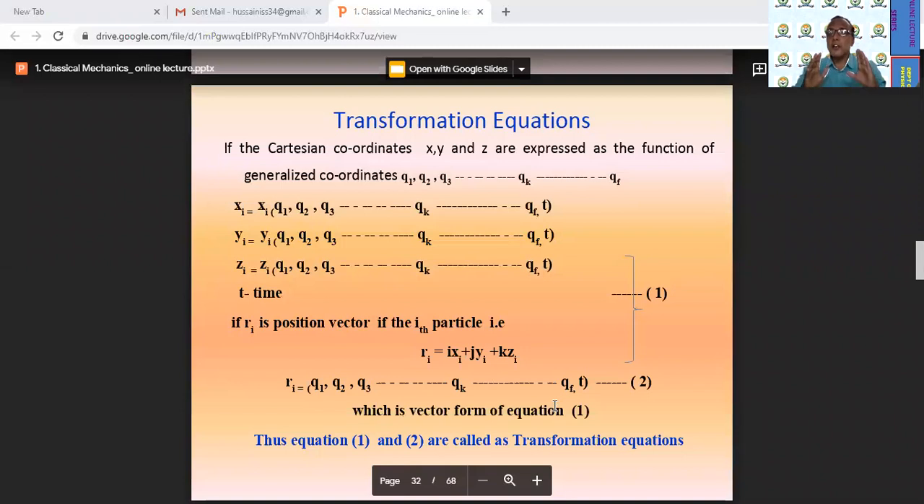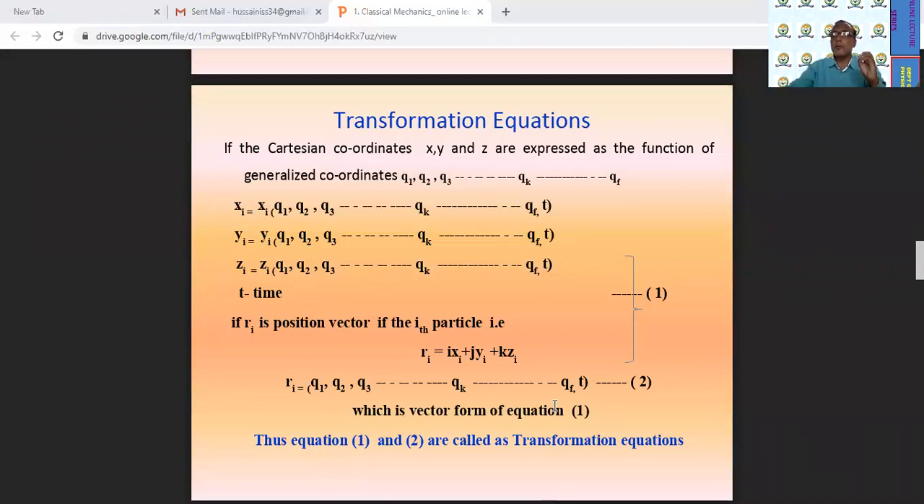Have you understood the generalized coordinates? Anybody can unmute and tell me yes or no. Have you got it, please? Yes, sir. Yes, sir. Yes. Now let us go to the transformation equation.